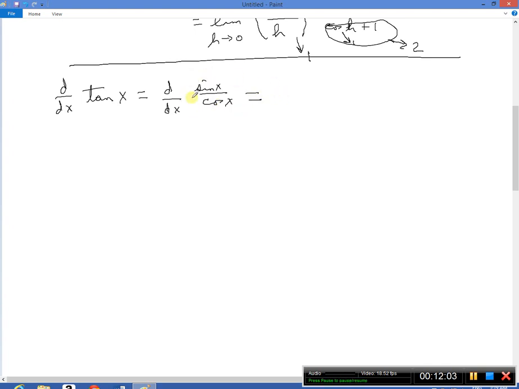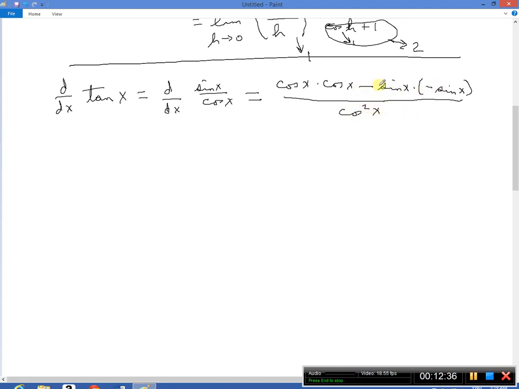So the derivative of a quotient is the denominator times the derivative of the numerator. We know the derivative of the sine is cosine now, minus the numerator times the derivative of the denominator. The derivative of cosine is minus sine, and we'll see the proof of that at the beginning of the next video. And all of that is divided by the denominator squared, which will be cosine squared.